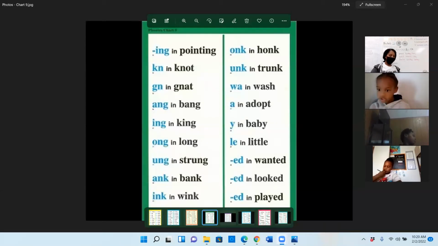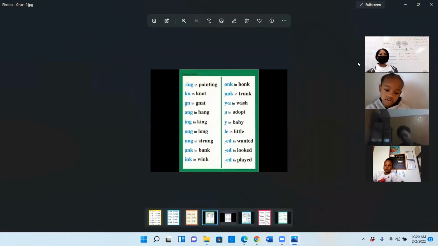WA says wa, walk, and wash. A says a, and adopt. Y says e, and baby. LE says l, and little. ED says ed, and wanted. ED says t, and looked. ED says d, and played. Okay, that's 9. Let's go ahead and move on to 10.